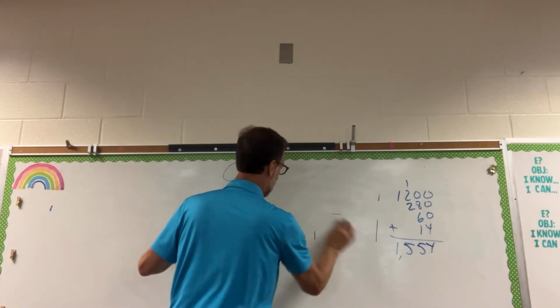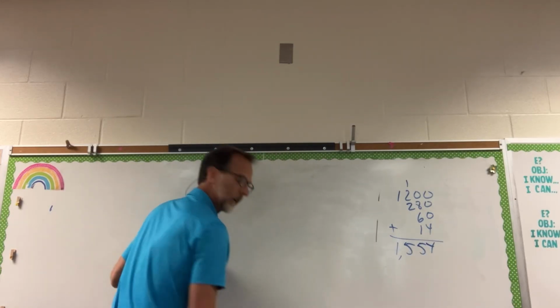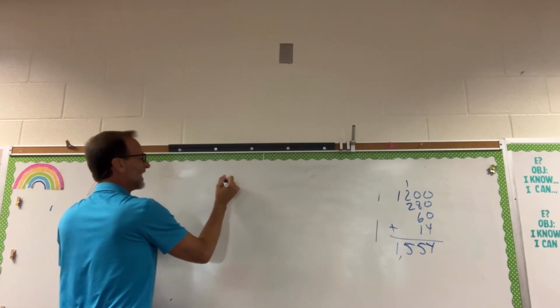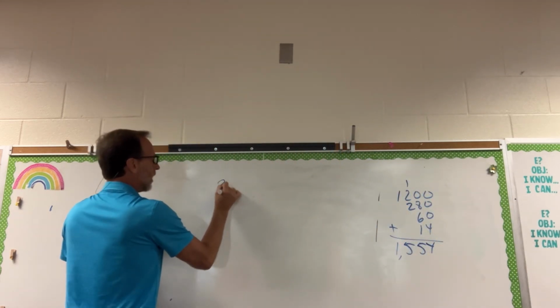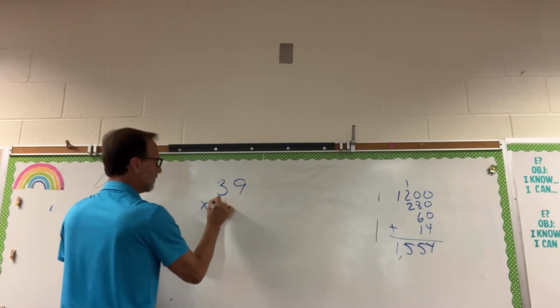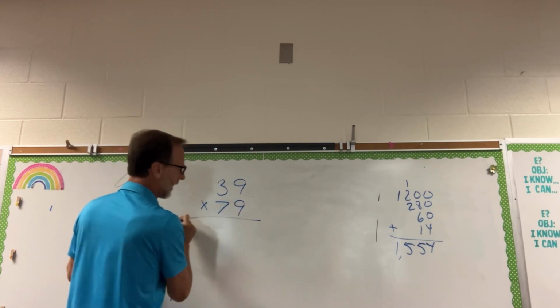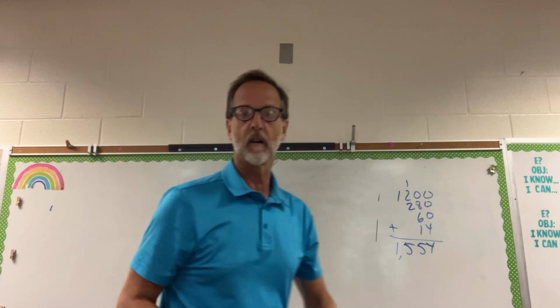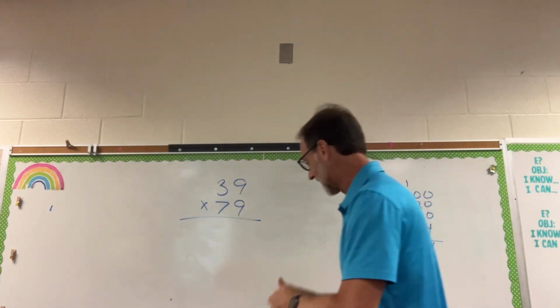All right. So let's take a look. Give me a 2-digit number. I'm only kidding. You can't tell. All right. Let's do 39 times 79. How about that? Okay, throw in some 9s in there. All right, 39 times 79.